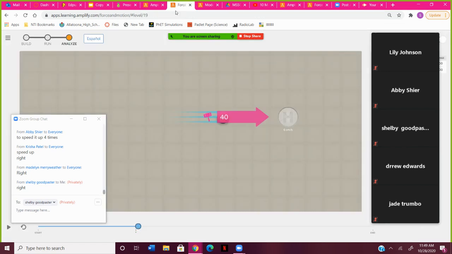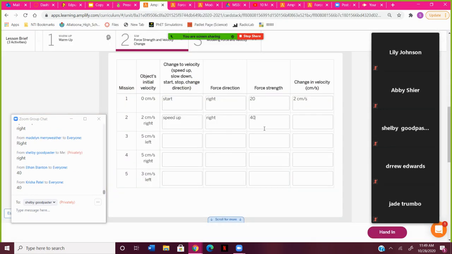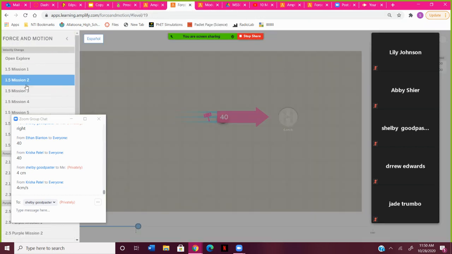If I go back here, I have the force strength. So our force strength was 40. And then what was my change in velocity? Do you guys remember? If I went from 2 centimeters per second to 6 centimeters per second, what is my change in velocity? Good, 4 centimeters per second. All right, so I'm going to go back to my simulation. We are going to go to mission 3.